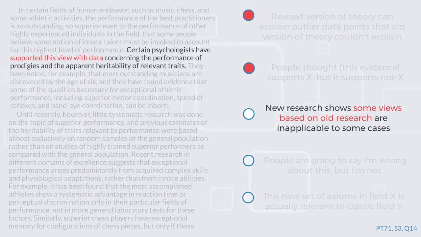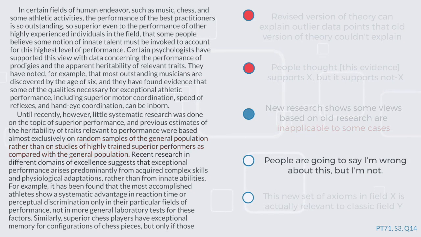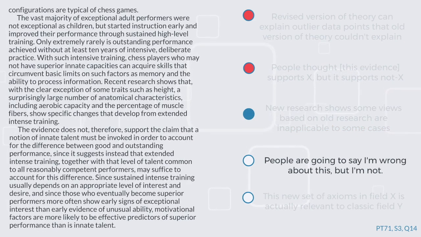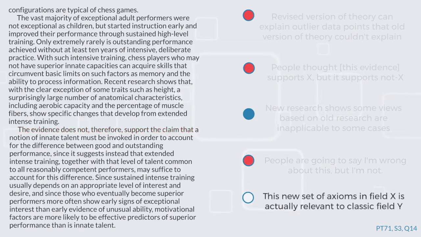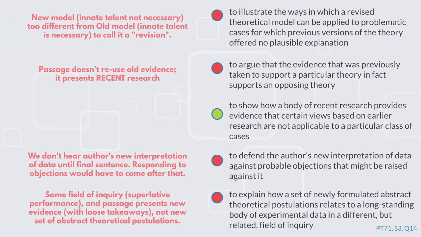But some views based on old research, okay, so they were supported with data about heritability. They were based exclusively on random samples of the general population rather than superstar performers. Okay, and the new research is in different domains of excellence. I don't love it, but I'm keeping it. Some of it matches. This main clause didn't make any sense. People are gonna say I'm wrong about this. There's no anticipating objections, because our author doesn't show up till the very end. E talked about axioms or theoretical postulations in different fields of inquiry, but none of that is a match. In case that was too fast, pause and take a sec to review these.